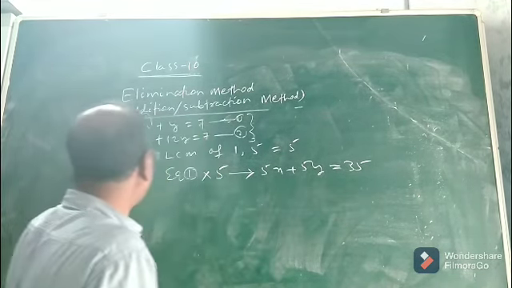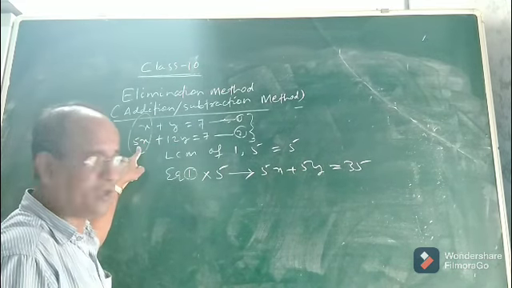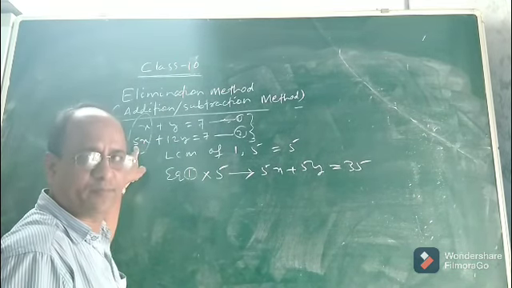Okay. Now in equation 2, you see here the coefficient is already 5. The coefficient of x is already 5. Okay.